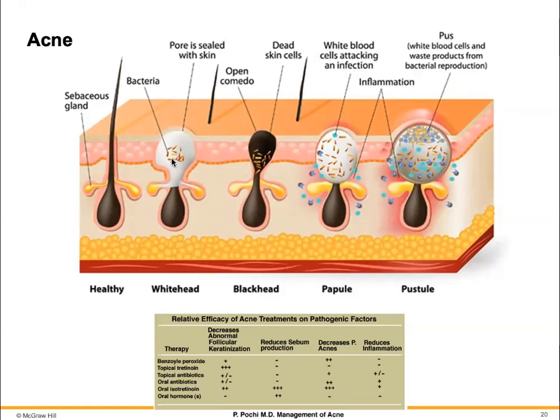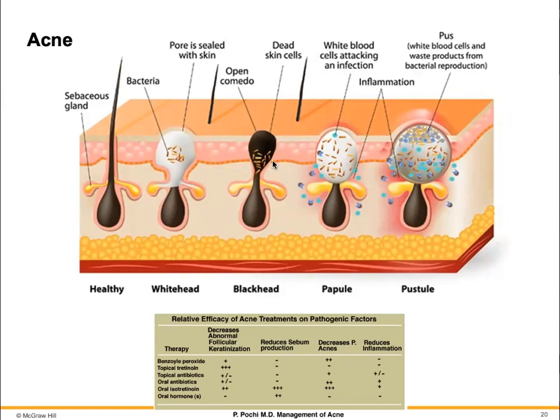Now, when the whitehead and the bacteria in here essentially get oxidized, it creates the blackhead. And the blackhead essentially is open to the surface. It's called an open comedo. And the black appearance, again, is from oxidation of the sebaceous glands from the bacteria in there.